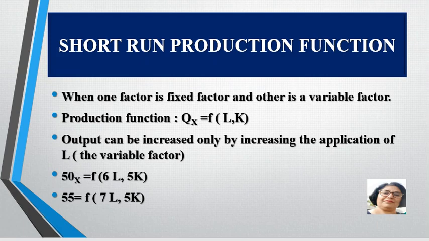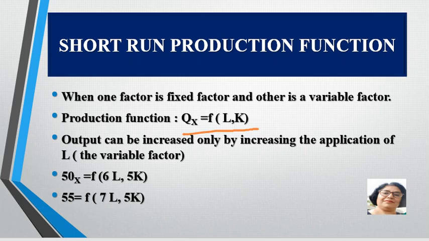When one factor is fixed and the other is variable, we could express the production function in the following way: the quantity of X depends upon the function of labor and capital. Here, how many units of labor and how many units of capital we are using to produce the quantity of X. So in the short run, there are two types of factors, fixed factors and variable factors.